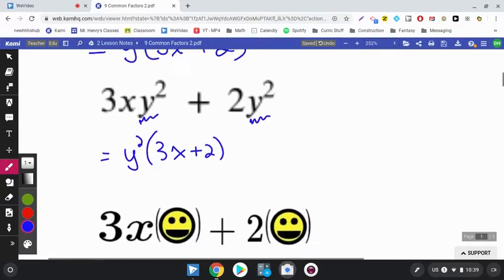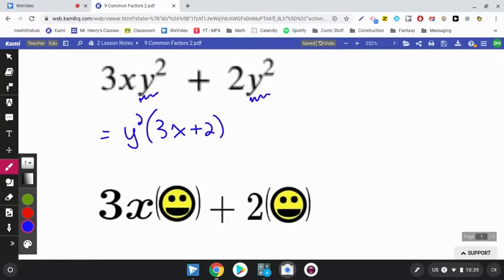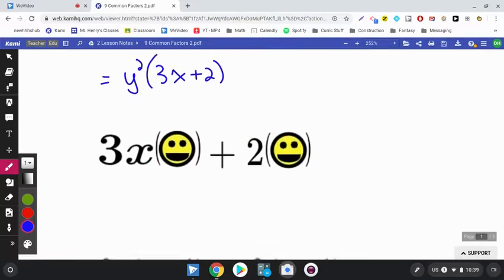Okay, this one's a little bit funky. 3x smiley face plus 2 smiley face. The reason I threw that in there is to emphasize it doesn't matter what the piece looks like. It doesn't matter what my common factor looks like. If it's involved in both terms, I can factor it out. I can say, here's my smiley face times 3x plus 2. I factored out the smiley face. It doesn't matter what that thing is. If it's a piece in both terms, I can factor it out.